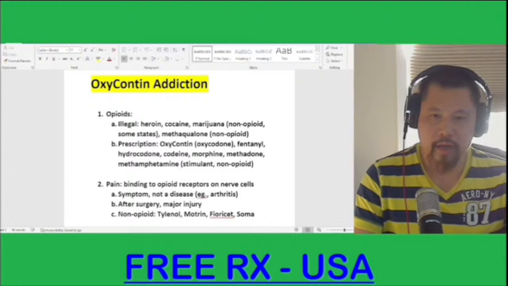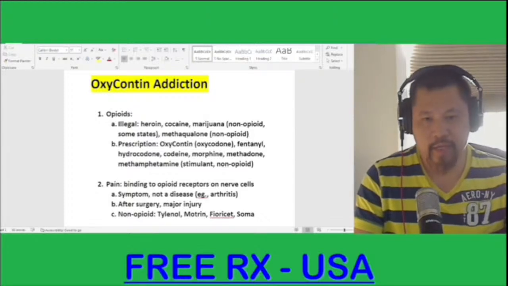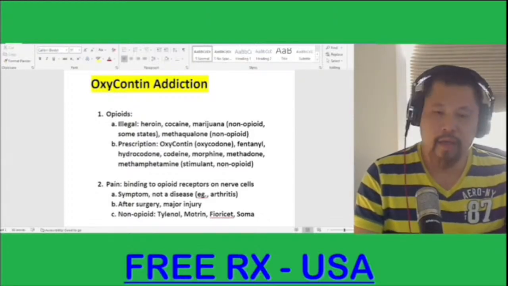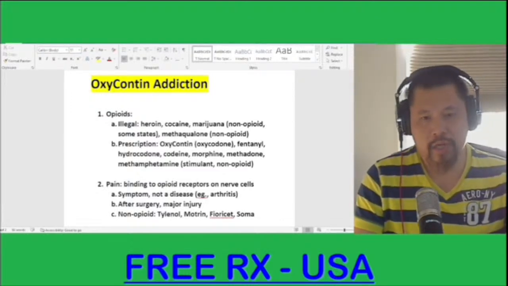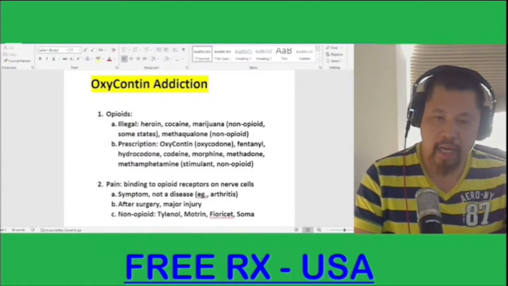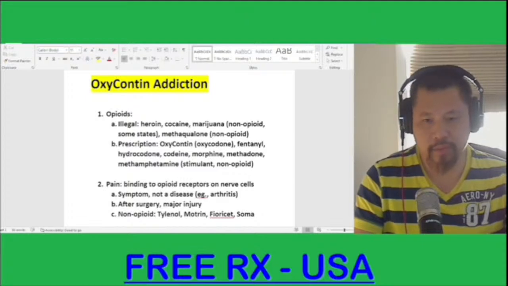What is OxyContin? OxyContin is the brand name for oxycodone. It is extended release, so it can last for 12 hours. It's used to treat severe pain. How does it work? OxyContin might block the pain by binding to the opioid receptors on nerve cells.